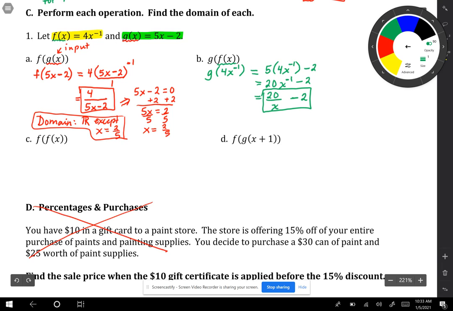And hopefully you'll see that you can't divide 20 by 0, so x can be any number other than 0. So your domain, x is all real numbers except x equals 0.